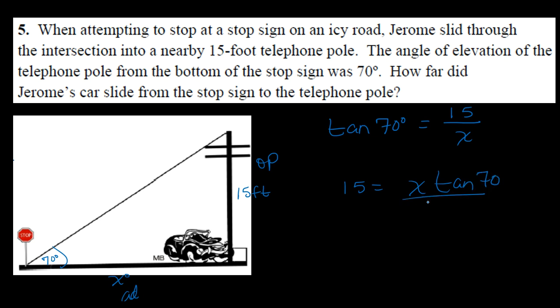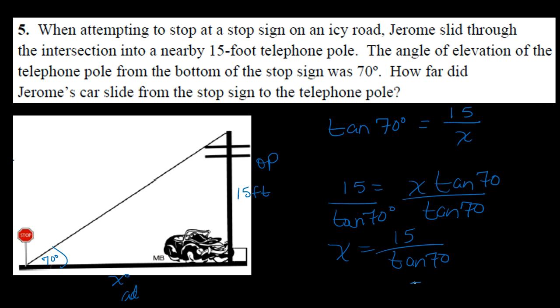We are going to isolate x by dividing both sides by tangent 70. So x is going to be equal to 15 over tangent of 70. So n over d button. So we have 15, and then my denominator is tangent 70. We get about 5.5. So x is about 5.5 feet.